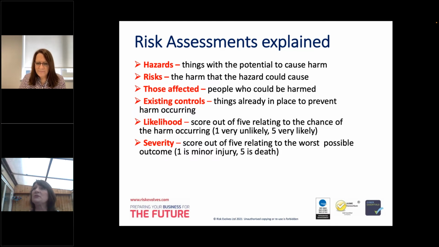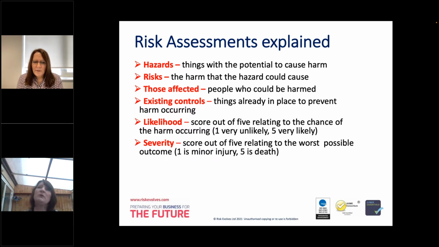Okay, so moving on to risks. Risk is the consequence, the harm the hazard could cause. Again, we're talking about the worst that could happen. Normally I score 1 to 5, but that's just my preference. Some people have completely different scoring mechanisms, and basically it's about giving a quantifiable score to that particular risk.